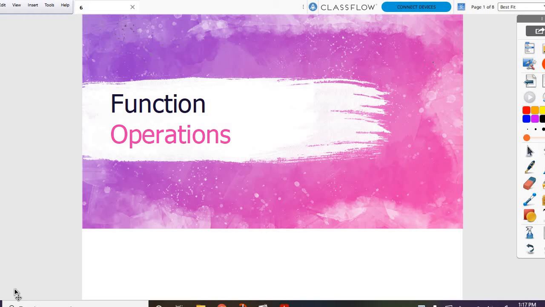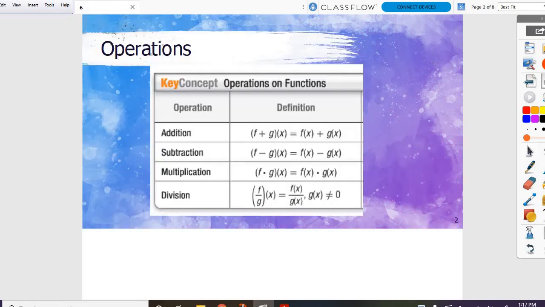Today we're going to be talking about our newest chapter, which is going to be chapter 6. And this is going to be about functions, and we're going to look at some specific functions. But first, we're just going to review some of our function operations. Now, these operations are going to be very similar to what we did with our polynomials.